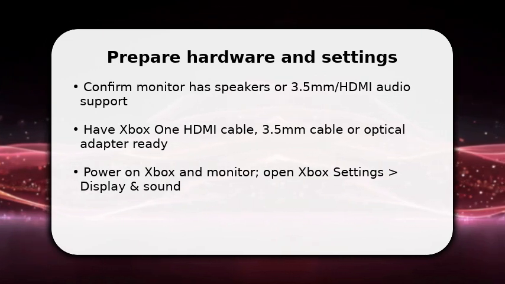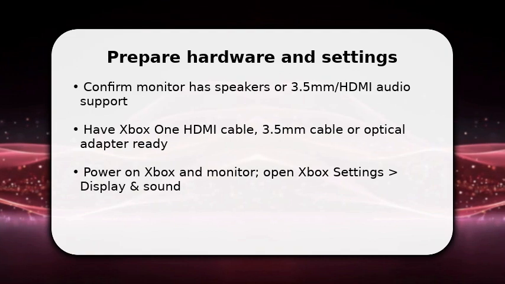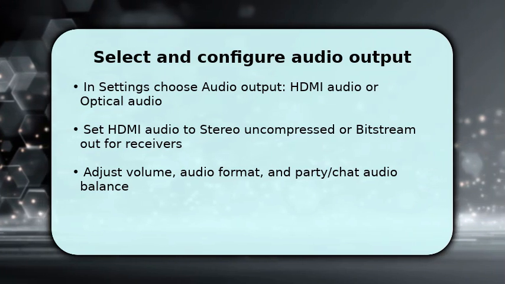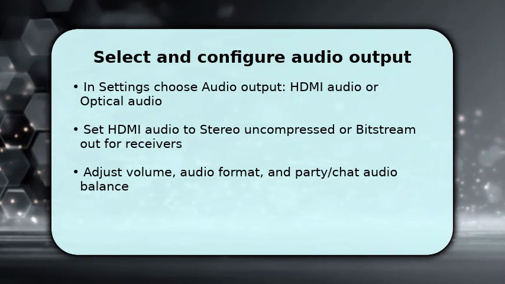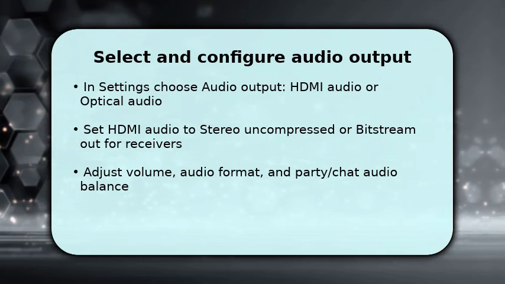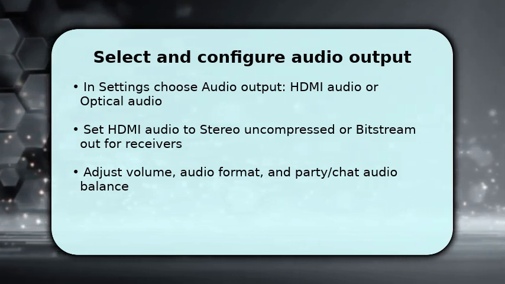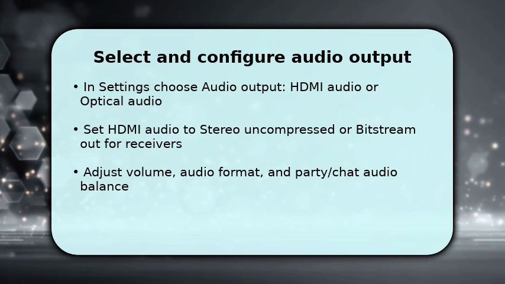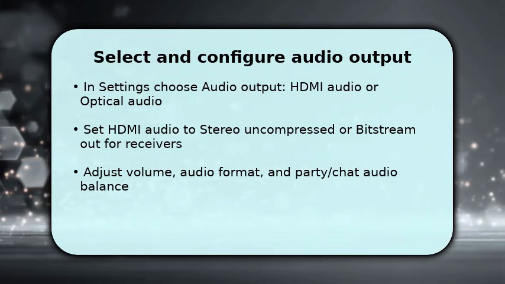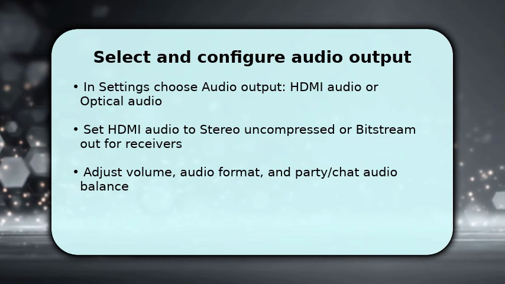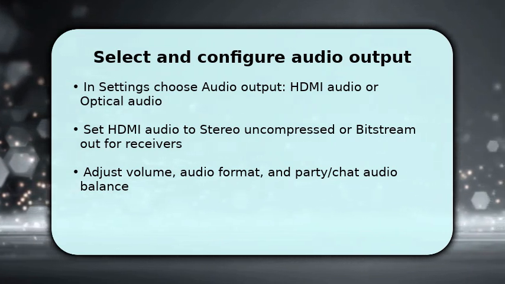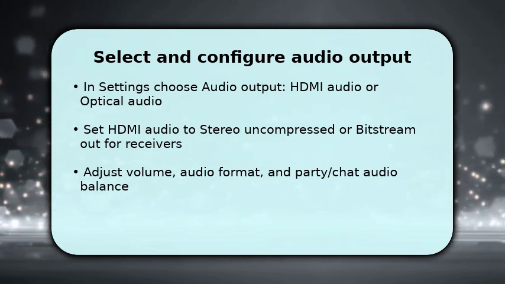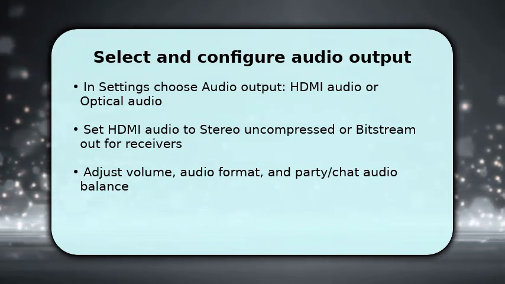Now you configure the Xbox audio output so the signal matches your monitor or speakers. In Settings, Display and Sound, audio output, choose HDMI audio if the monitor handles sound, or optical if using separate gear. Set HDMI audio to stereo uncompressed for simple monitors or bitstream for receivers. This ensures compatibility and reduces decoding errors. Adjust volume and check party chat mix so game audio and voice are balanced. Make these choices deliberately because mismatched formats often cause no sound issues.